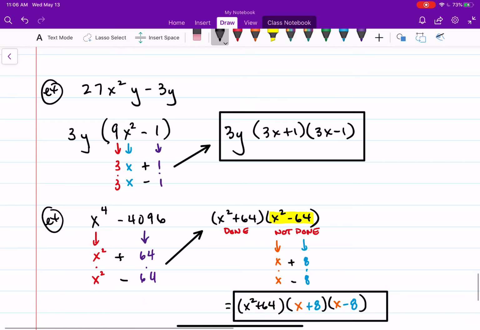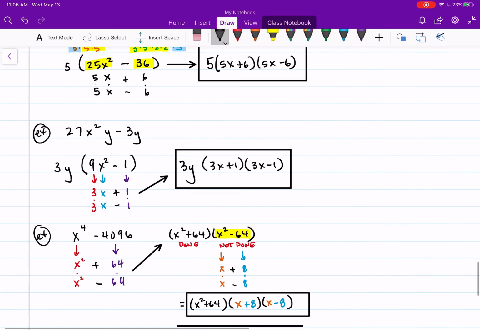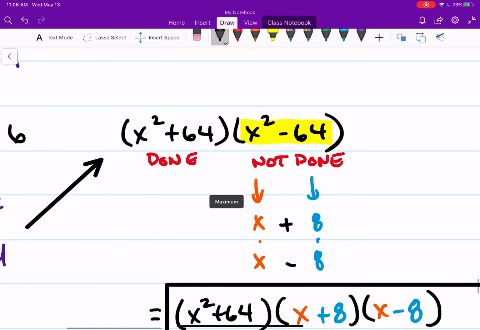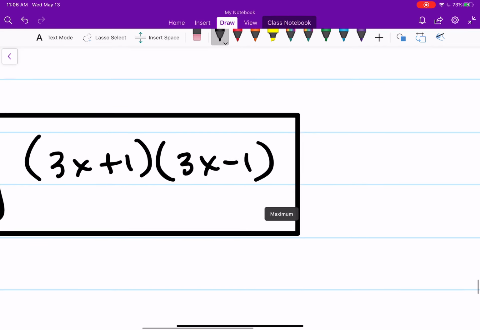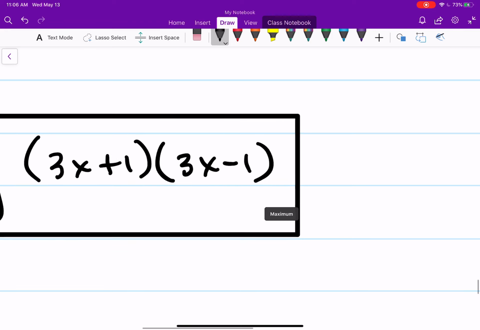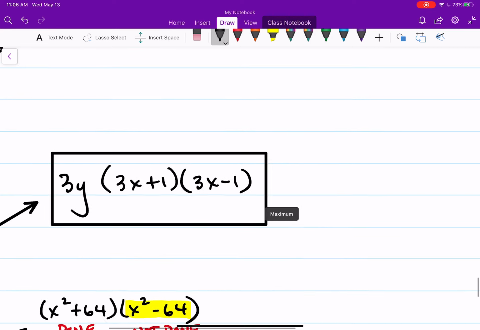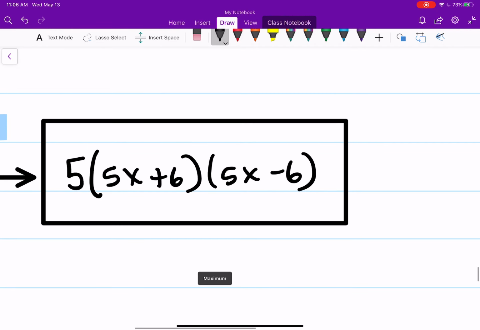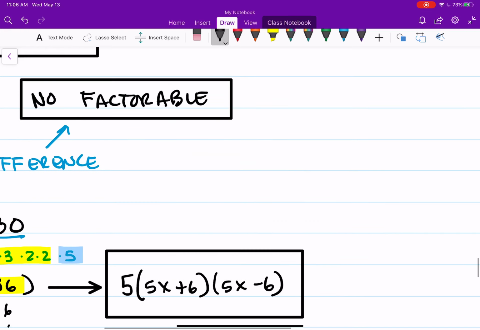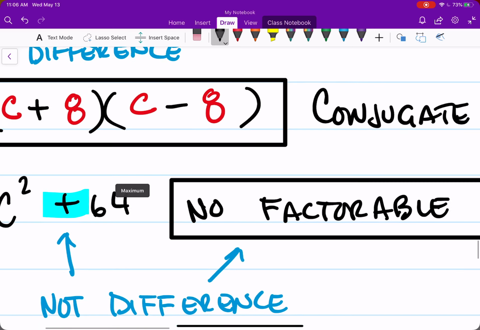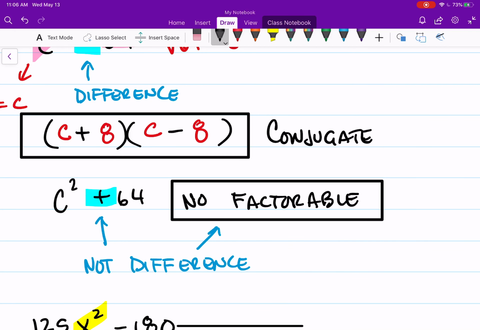So other than that, I hope this helps. If there's any other questions. Oh, so after this part right here, you're going to ask me, well, can I break down the 3x minus 1? And the answer is no, because 3 is not a perfect square, nor is the x, okay? And if I look over here, the 5 is not a perfect square, the x is not a perfect square, 6 is not a perfect square, so no good, okay? Or even here, 8 is not a perfect square.